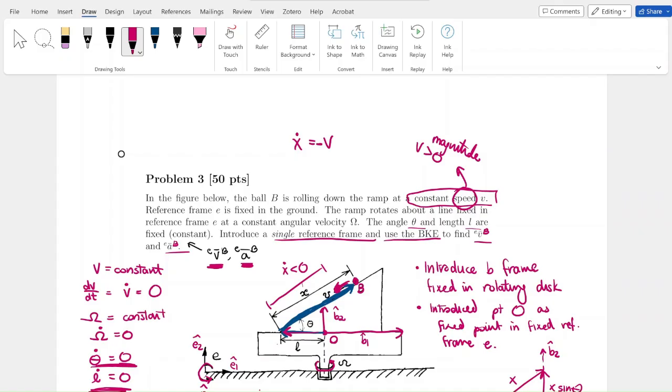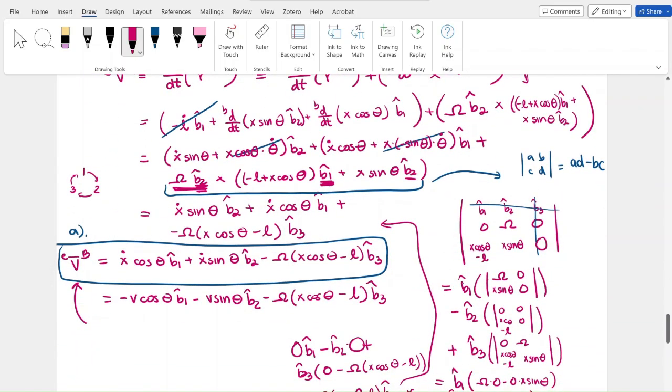So when we write x dot equals v, we need to add a negative to account for the fact that the position is decreasing. So this x is decreasing as the ball rolls down the ramp. That's why we can have x dot equals negative v, and then we can plug that in here and have this expression right here.